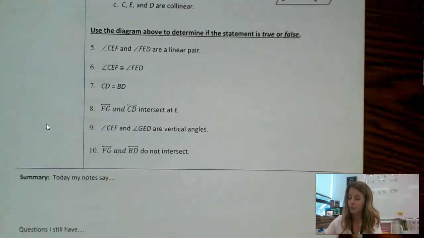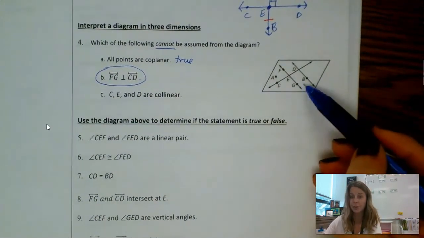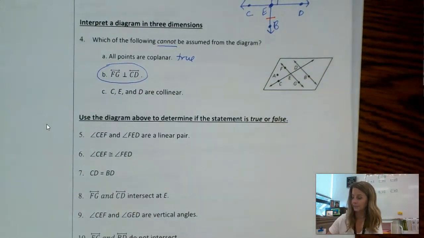Okay, I want you to pause. I'd like you to read through 5 through 10, and you're going to continue to use this diagram to decide true or false.